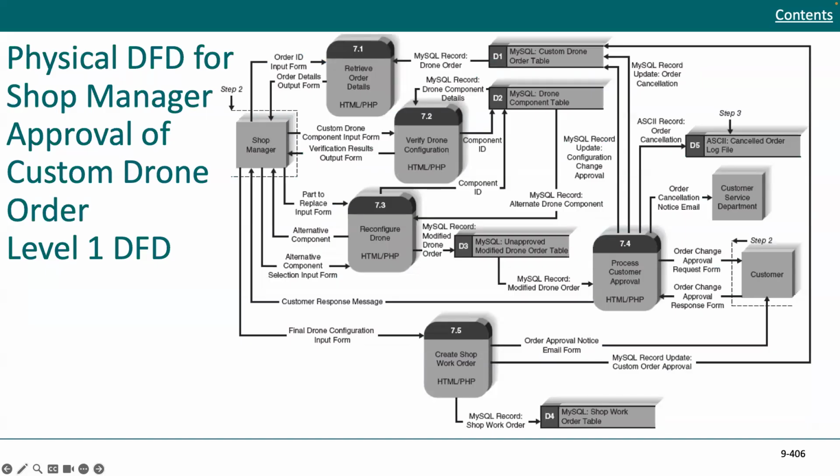So here is an example of the physical data flow diagram for the shop manager approval of a custom drone order. And this is a level 1 data flow diagram. And so this is for our Drone Tech example that we've been using all the way through our textbook, and we'll continue to now get more specific as we go.